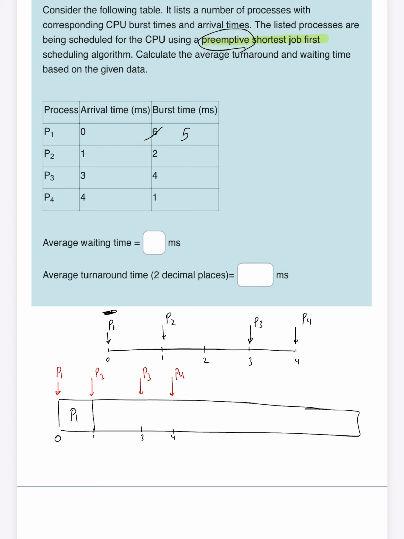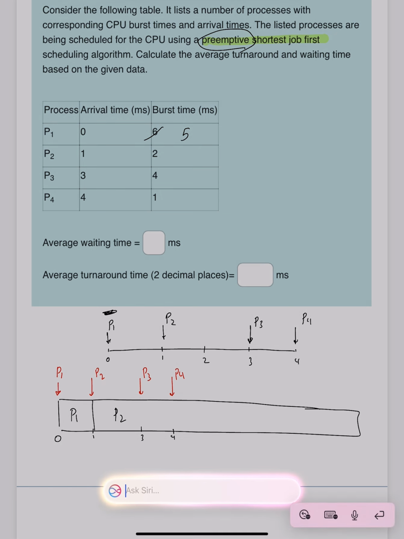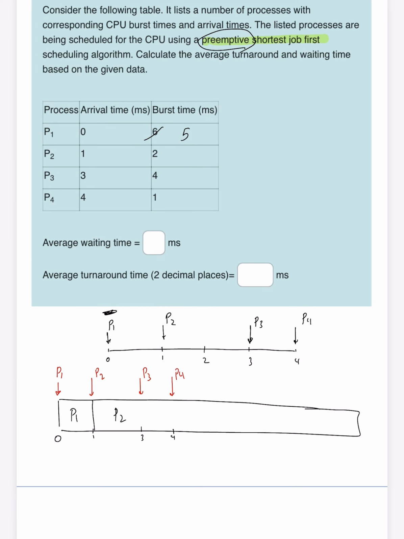We look at the burst time. P1 is 5 milliseconds, P2 is 2 milliseconds. Which one is shortest? P2, definitely. In that case, P2 gets CPU time for 2 milliseconds, and nothing remains from that, so P2 exits the CPU at this time.